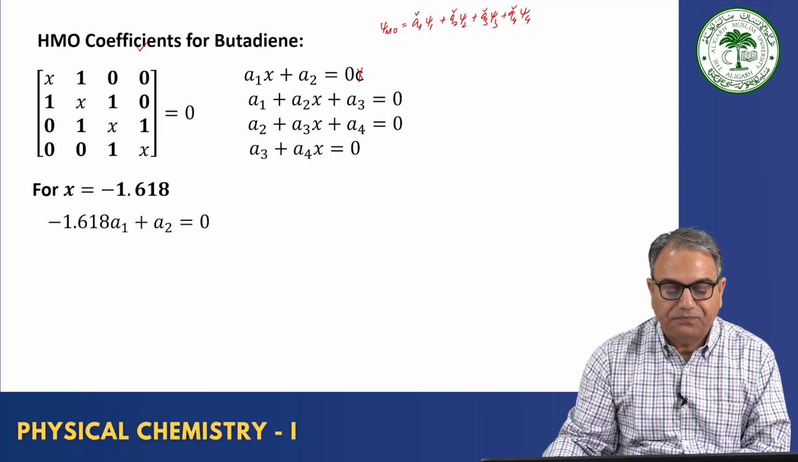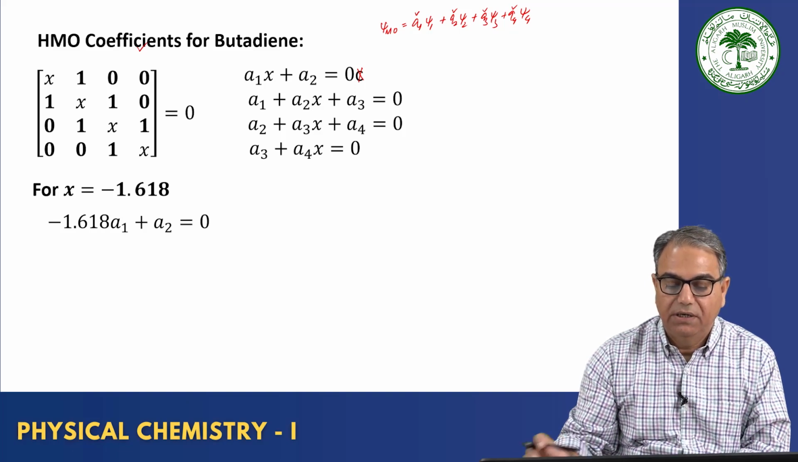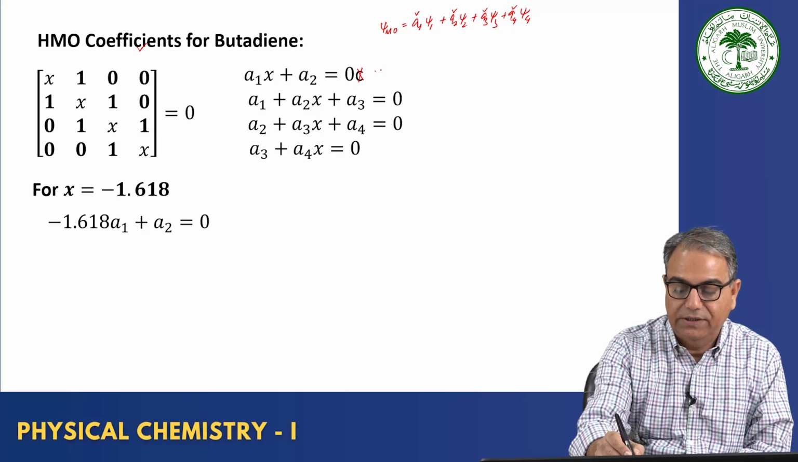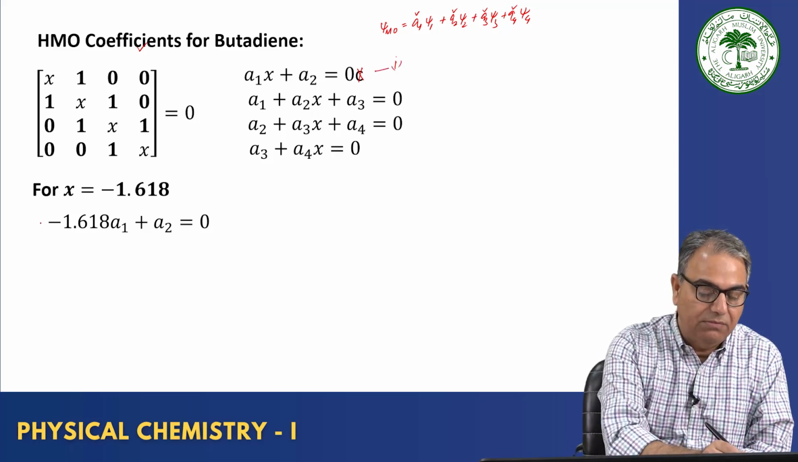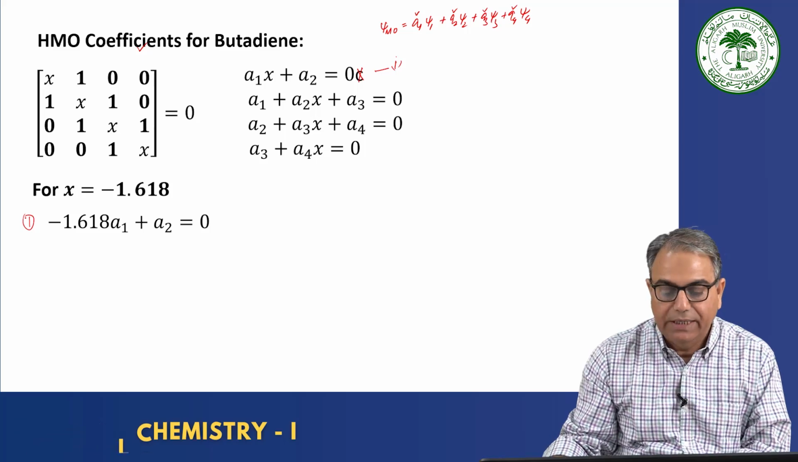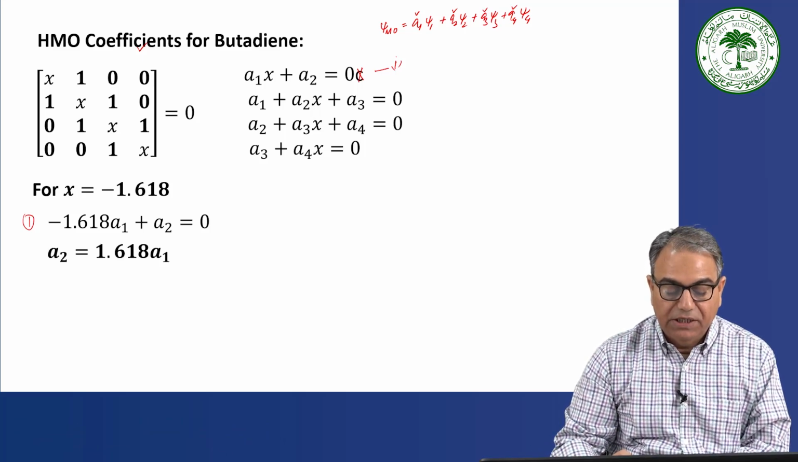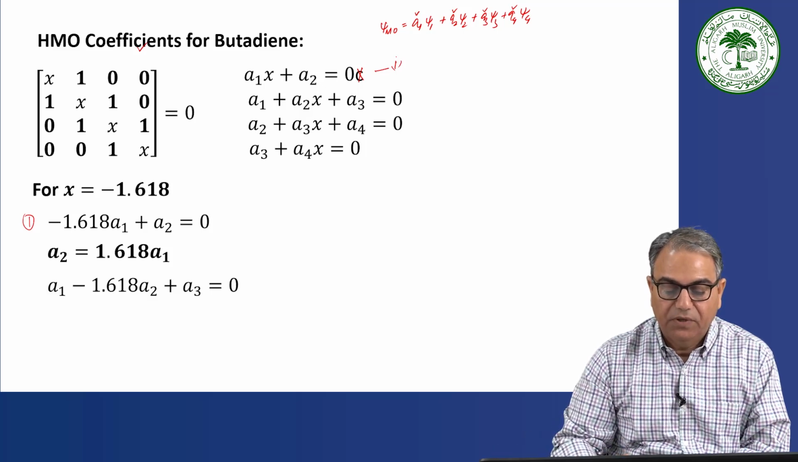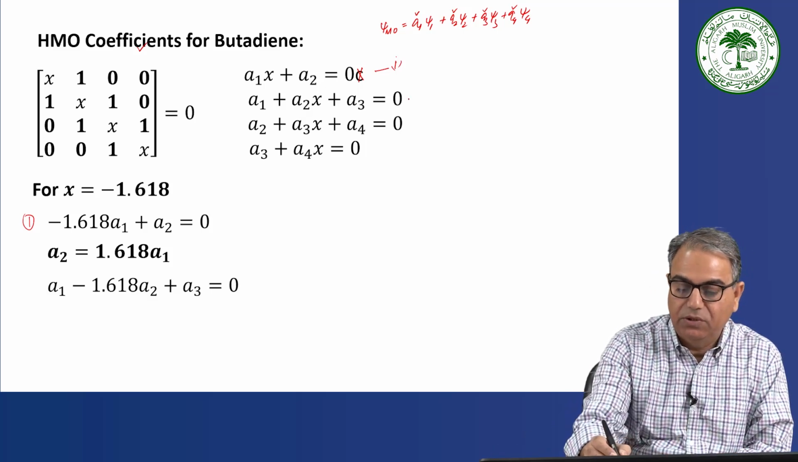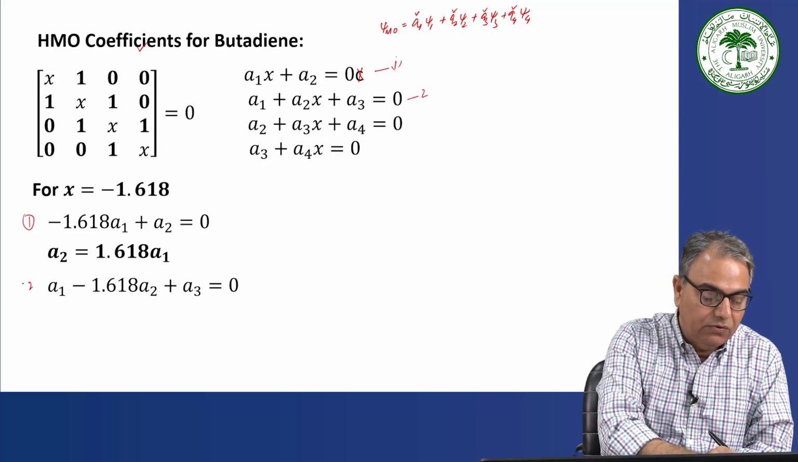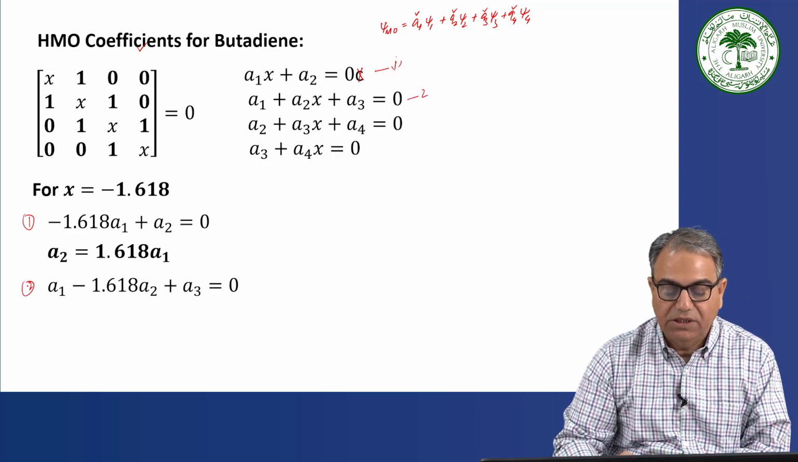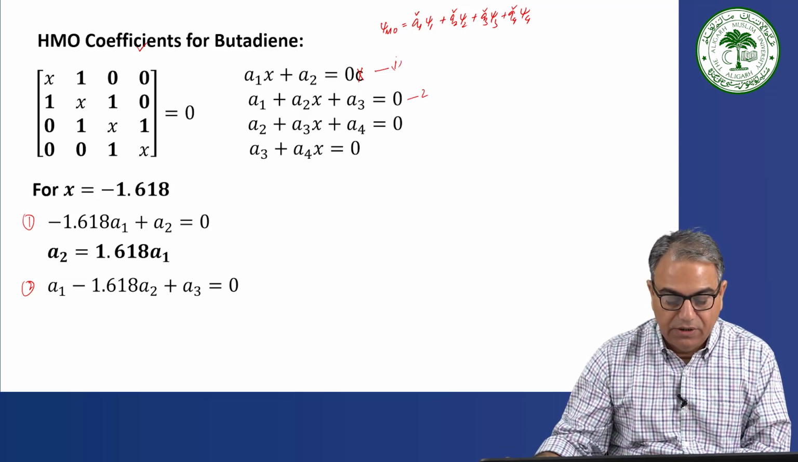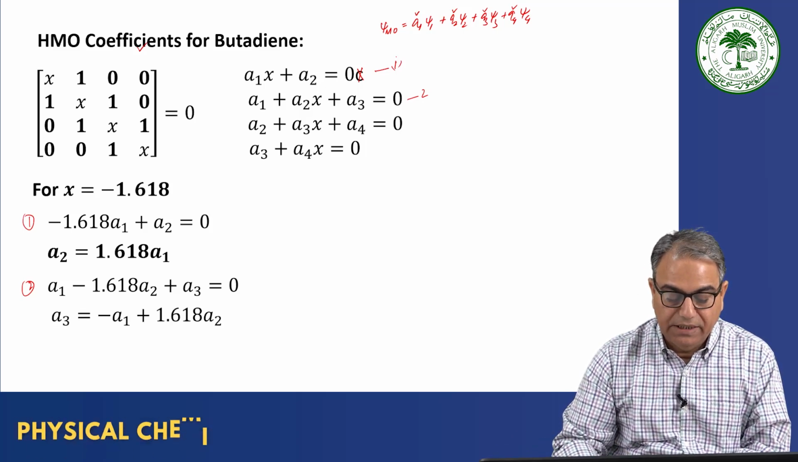So for x is equal to minus 1.618, from equation number 1 we get minus 1.618 A1 plus A2 equal to zero. What does it mean? It means A2 is equal to 1.618 A1. Then the next equation is equation number 2. From equation number 2 you write A1 minus 1.618 A2 plus A3, and it means A3 is equal to minus A1 plus 1.618 A2.